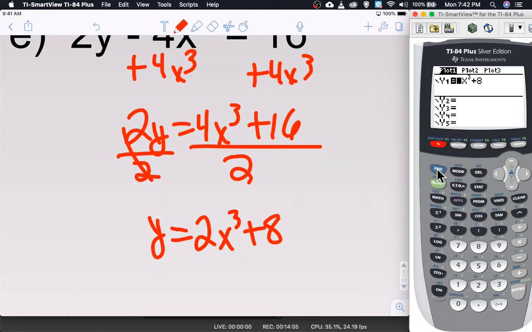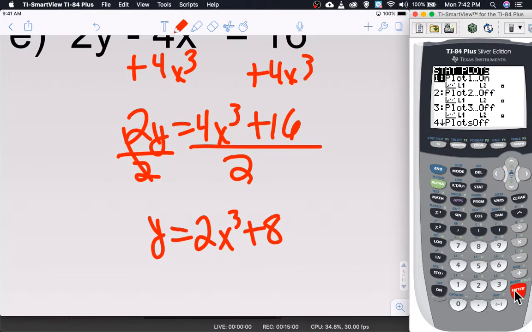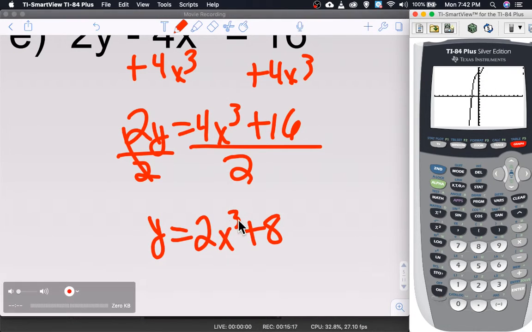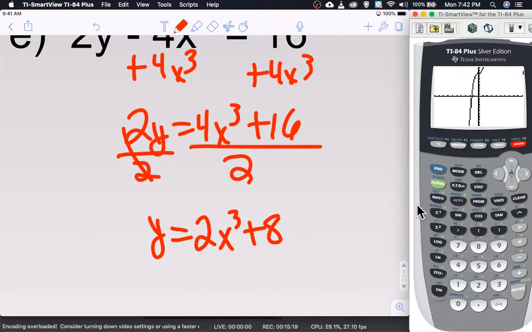See, that's because we still have the stat plot on. So if I hit second y equals, I can turn that off. I don't need it. And now if I go back and graph, it'll show it again. There it is. And we can see that is not a straight line. It is curvy. This exponent is making it curvy.